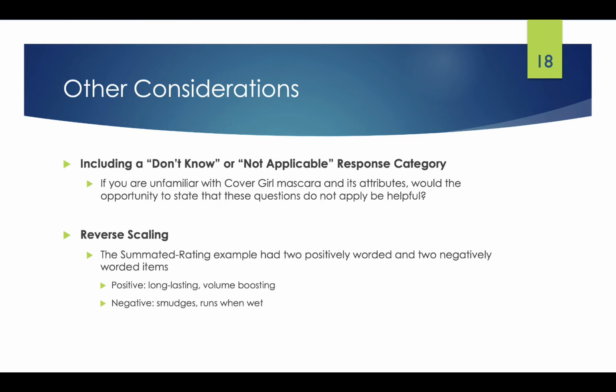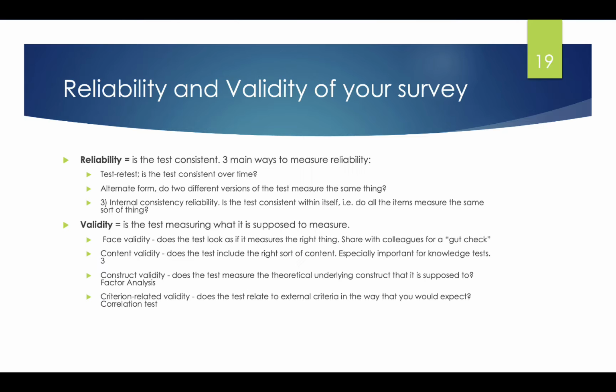Reverse scaling. So think about two positively worded and two negatively worded items, like long lasting and volume boosting would be positive, whereas smudges and runs out when wet is negative. So just keep that in mind as well. So those are some examples of scales.